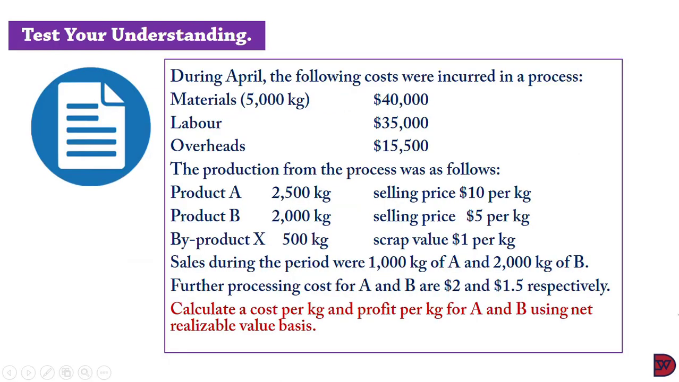When we test our understanding, during April, the following costs were incurred in the process. Materials for 5,000 kg was $40,000. Labor was $35,000. Overheads were $15,500. The production from the process was as follows. Product A was 2,500 kg, selling price of $10 per kg. Product B, 2,000 kg, with a selling price of $5 per kg. Byproduct X, 500 kg output, with a scrap value of $1 per kg. Sales during the period were 1,000 kg for A and 2,000 kg for B. Further processing costs for A and B are $2 and $1.5 respectively. We are to calculate the cost per kg for A and B using the net realizable value basis.